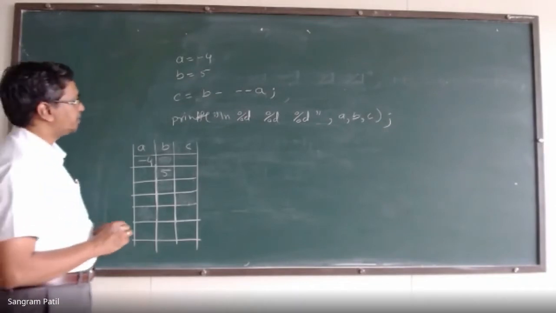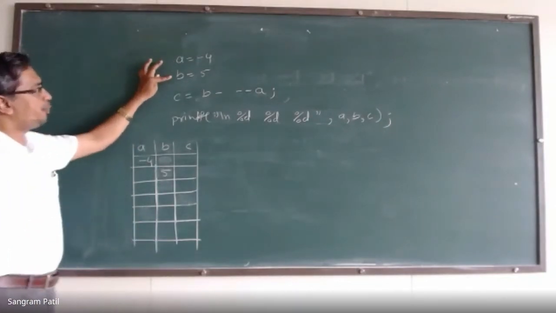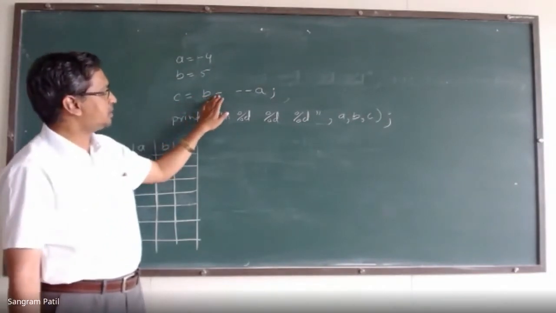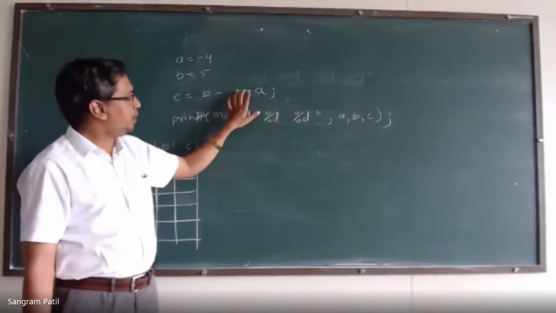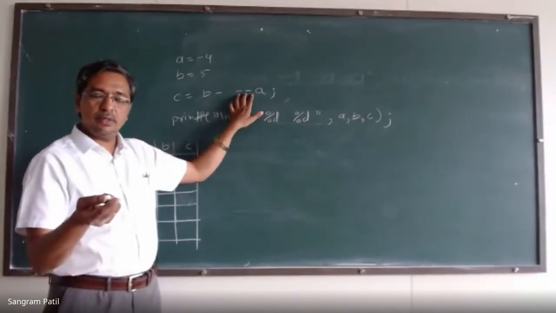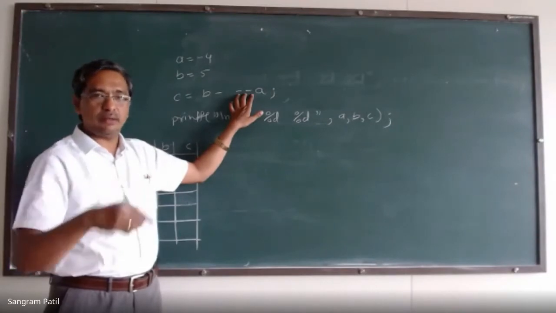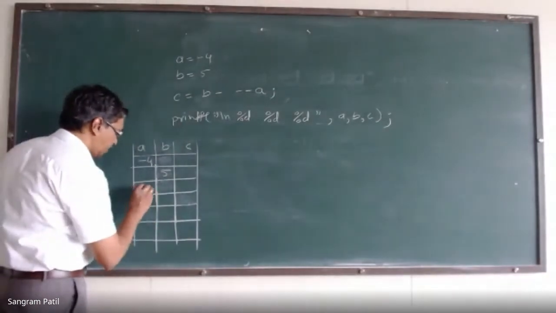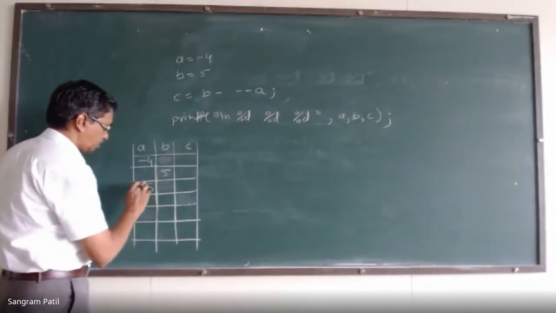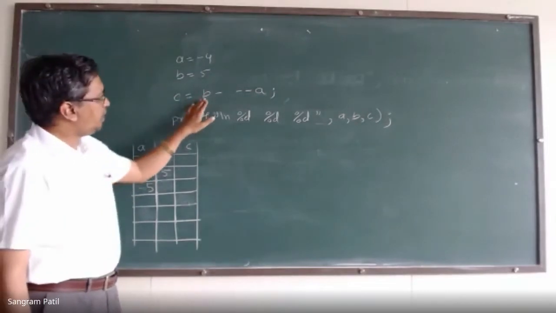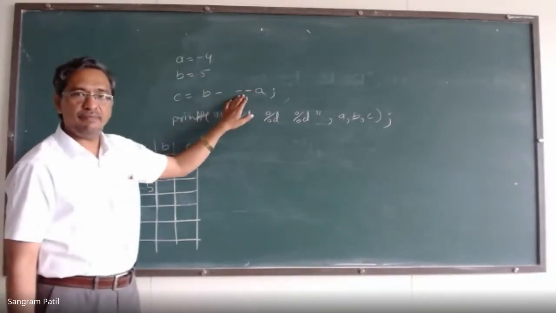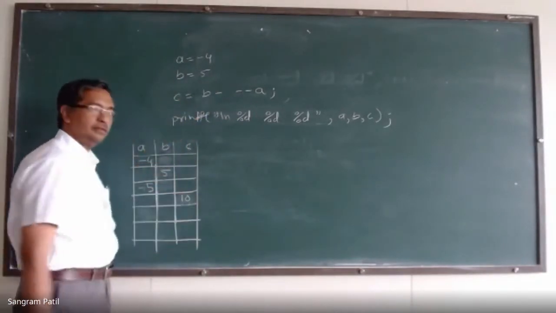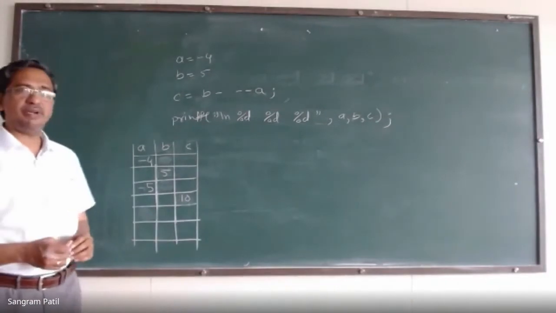Okay, now we will see. A is minus 4, B is minus 5. C equal to B minus A. Now this minus A means it decrements the value of A by 1. This decrements the value of A by 1, which means A becomes minus 5. And then B minus 5, so it becomes B plus 5. So this becomes 10. So this gives minus 5, 5 and 10.